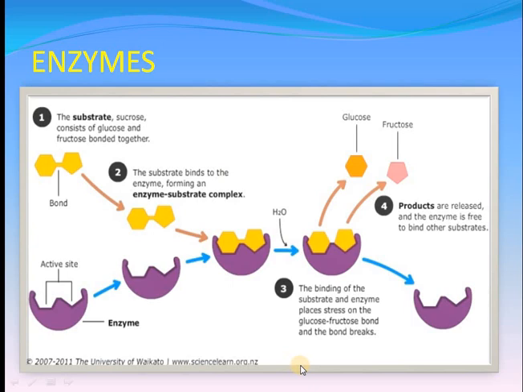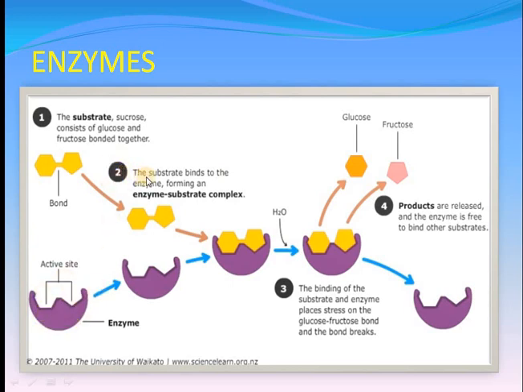Again, here is the mechanism of enzyme action, but here is an example. This is the example of sucrose. The substrate sucrose consists of glucose and fructose bound together. In the first step we have sucrose, which consists of glucose and fructose, and these are bonded together. There is a bond present between these two. You can see here that this is the enzyme and this is the active site.